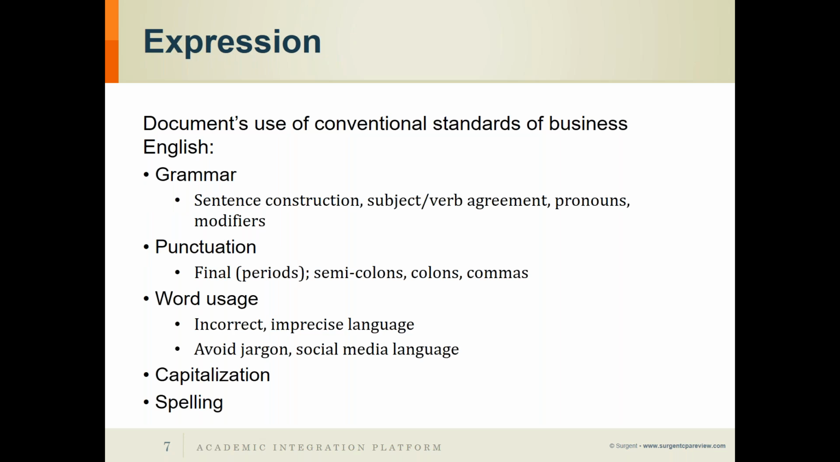When you move into the expression, this is that third category, you want to make sure that your document is making good use of conventional standards of business English. So maybe you need to go back to your business English class if you had one. What that means is look at your grammar. How do you formulate your sentences? How do you construct those? Is there subject-verb agreement? Are there pronouns and modifiers?